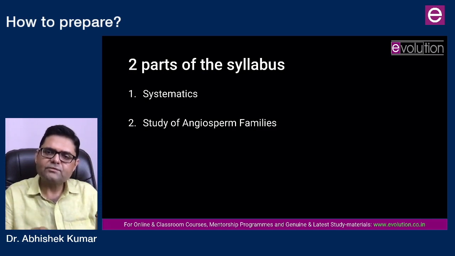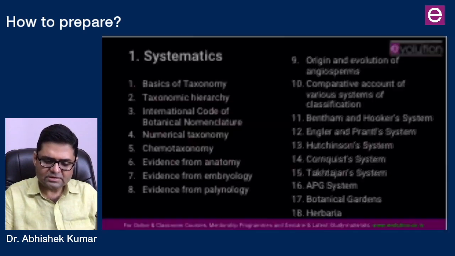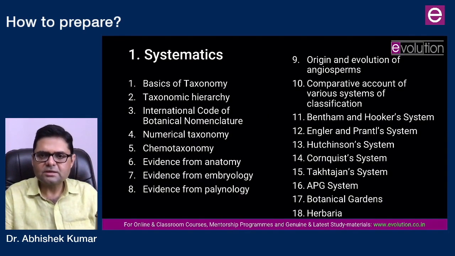The second part of the syllabus is the study of 20 angiospermic families. The syllabus of the angiospermic families is fairly clearly laid out. All the 20 families are clearly mentioned, number one. Number two thing is that within the families also you will notice that there are certain specific aspects only which are getting asked. We will get into that. So let's see how the syllabus is laid out.